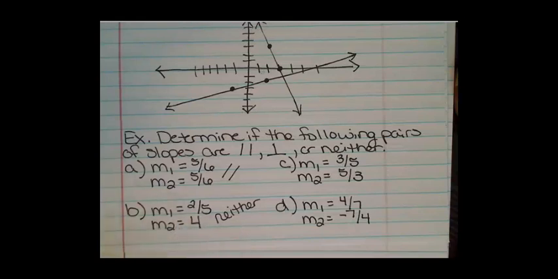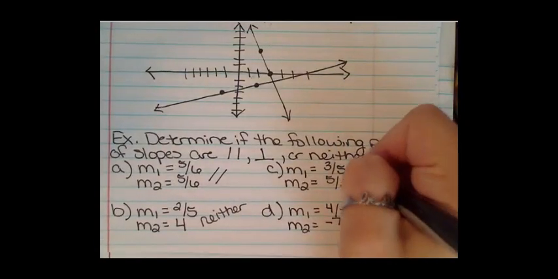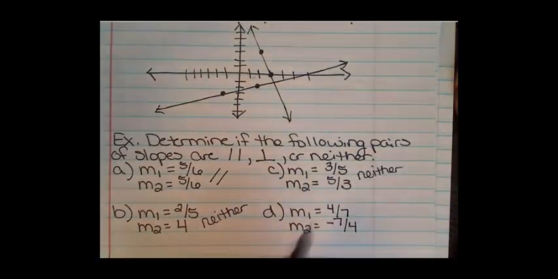Okay, let's look at C. The slope of the first one is 3/5, and the slope of the second one is 5/3. Are those parallel, perpendicular, or neither? I'm sure some of you just said perpendicular. I don't know because you're not here with me. But that would actually be wrong. These are neither. And the reason for that is they're both positive. If one of these was negative, then it would be perpendicular. But these are both positive, so that means these are neither. Okay, so then looking at the last one, hopefully you know what it is. Those would be perpendicular.